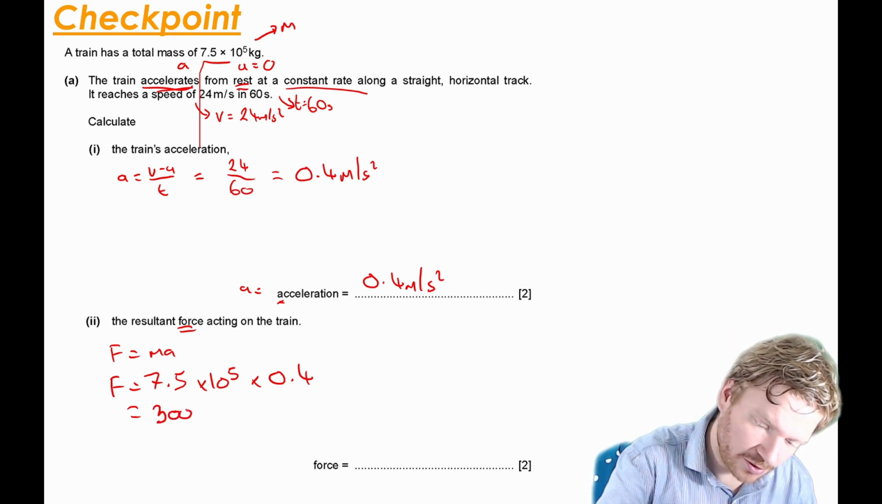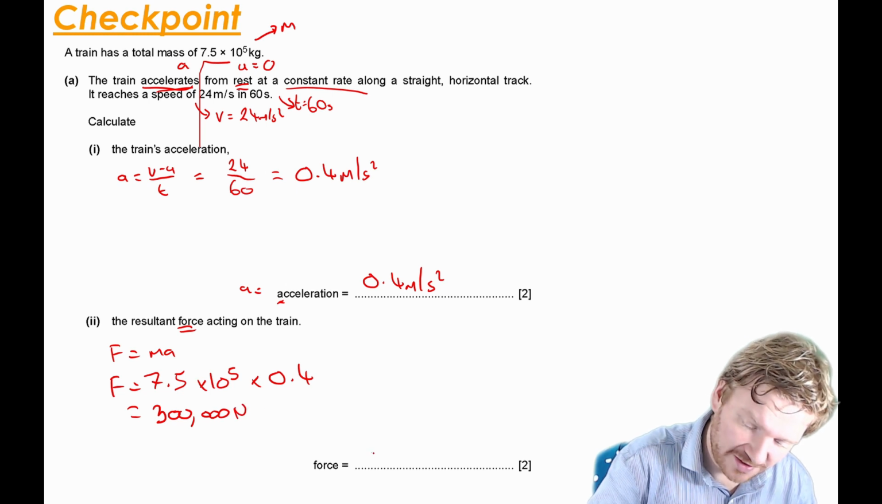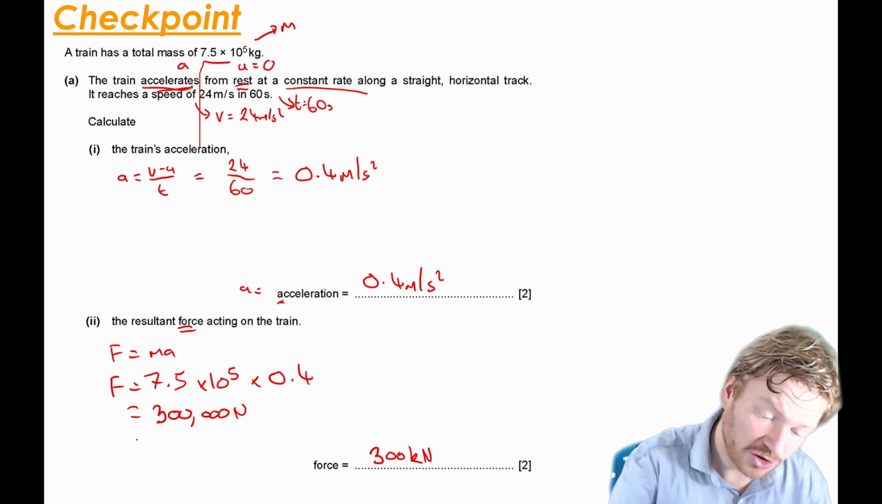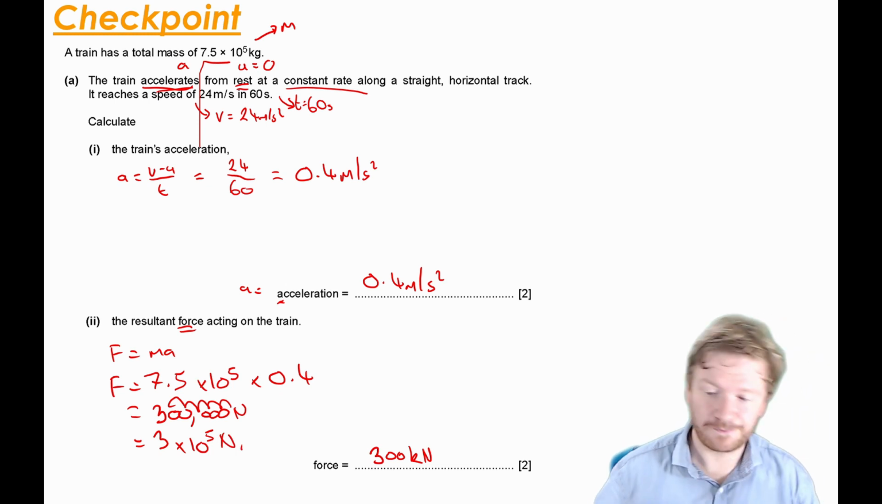300,000 newtons. Or if I want to be fancy, I could say 300 kilonewtons, but I don't have to. I could just leave it as 300,000, or I could leave it as 3 times 10 to the 5 newtons. Either one's fine.